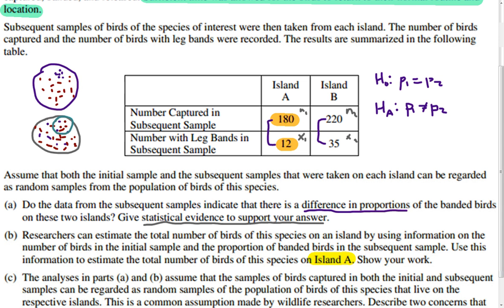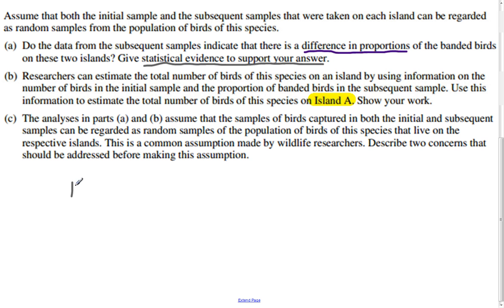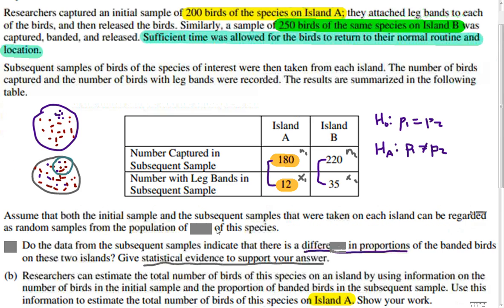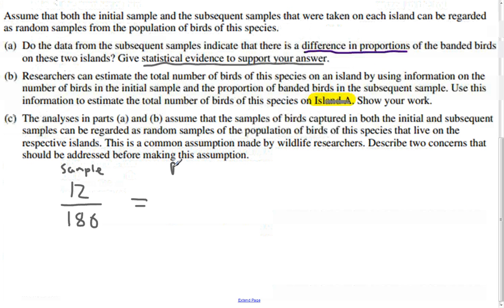And so if we look at island A, we're going to totally ignore island B for a second. So just island A, the two orange numbers, we have in a banded sample, we have 12 out of 180. That's our fraction from the sample. But if we go back up, we know that there's actually 200 birds that have been banded on island A, and we only caught 12. So in the population, we have 200 birds with bands on their legs.